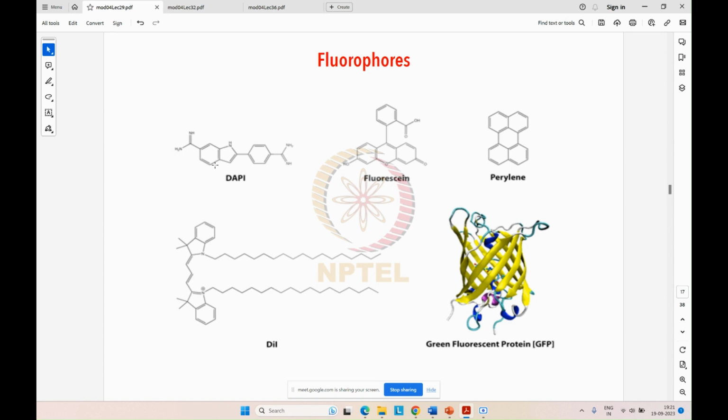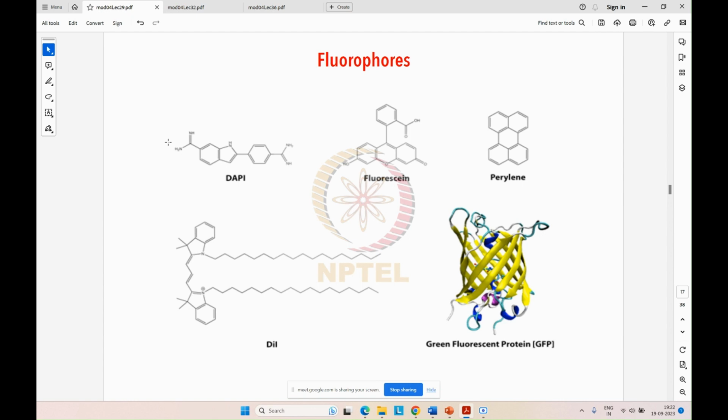These are the fluorophores that are typically used during fluorescence microscopy. So DAPI is something that you use to stain for DNA. It basically intercalates into the double helix of DNA, and this intercalation changes its structure so that when you shine UV light onto the sample, you get a blue wavelength out of it.